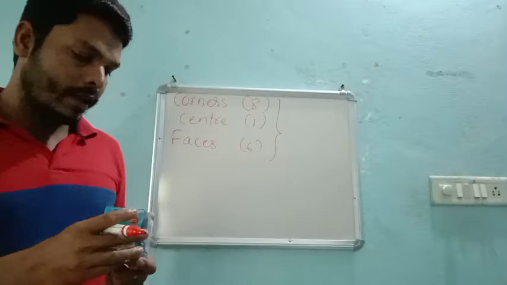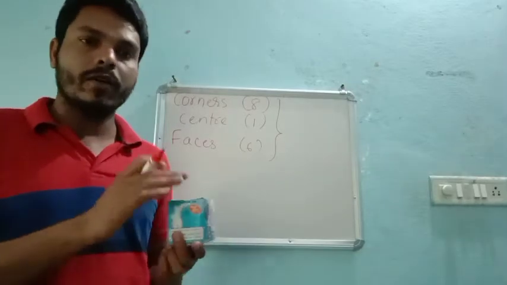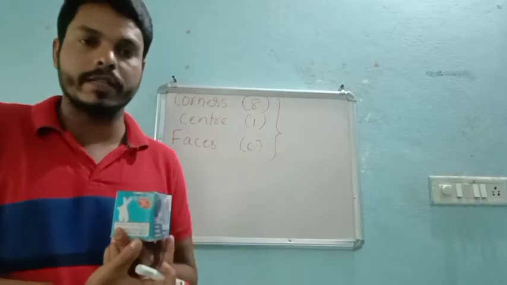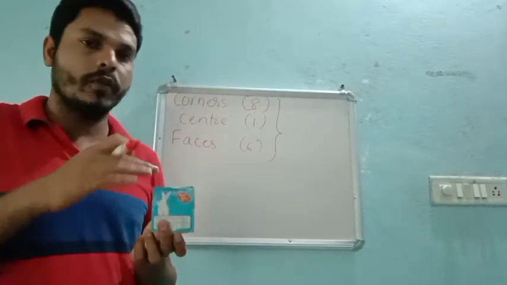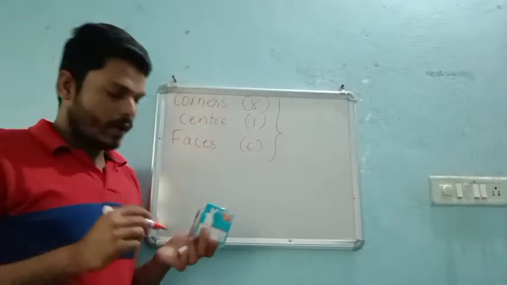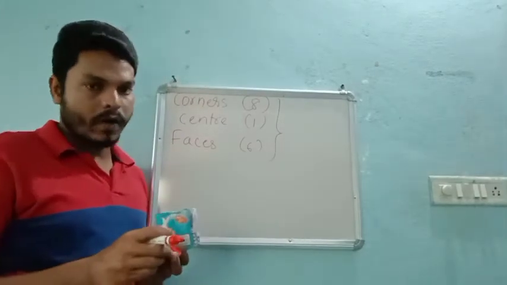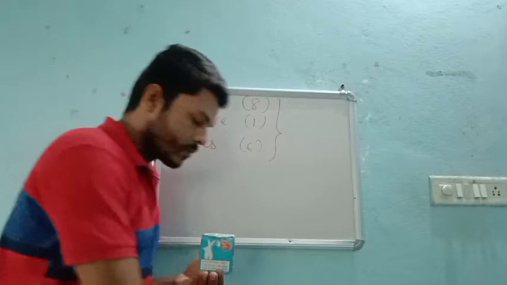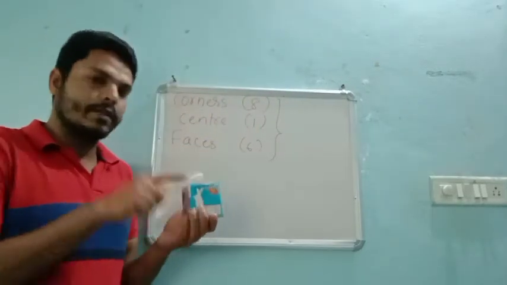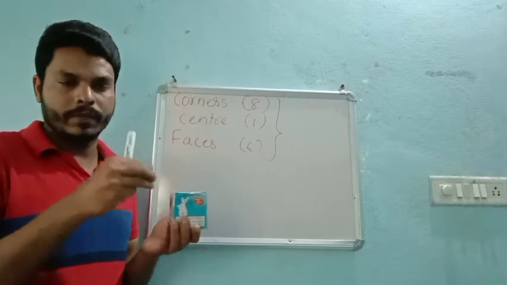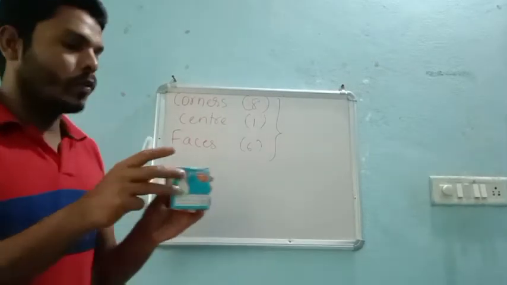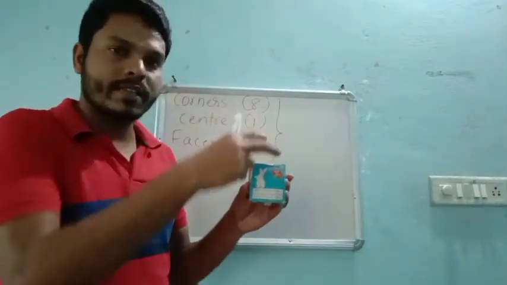Primarily, there are 8 corners, right? 4 up and 4 down. 4 up, 1, 2, 3, 4, and likewise 4 at the bottom. So we can count 8 corners. See dear students, if I consider that I have removed this corner, then what happens? Is it possible to see this box as a cube?